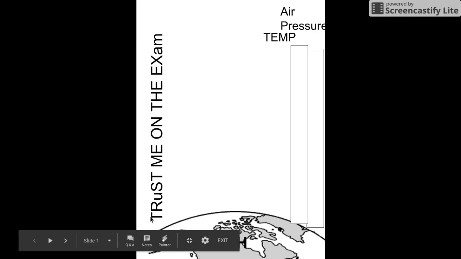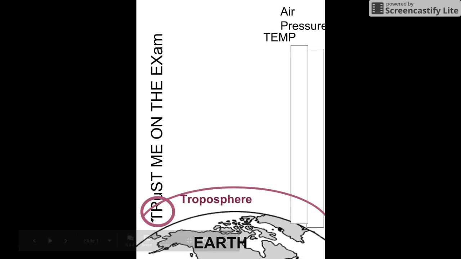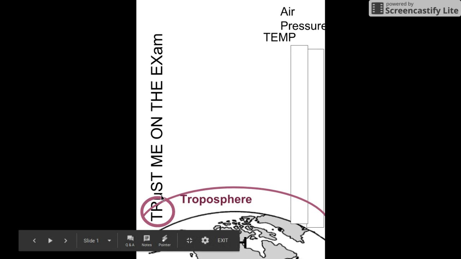What are the first two letters in "Trust me" on the exam? All right. What did we read was the first layer closest to the Earth? All right, so go ahead and draw that in. Circle your TR, write troposphere. Draw you a little line going across, or curved line going around the Earth.